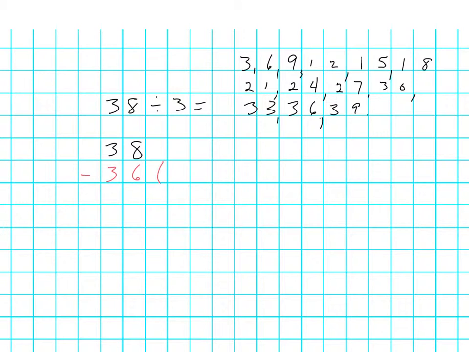And what did we do to 3 in order to get this 36? We multiplied it by 12. So, 3 times 12 makes 36. We take 38, we subtract 36, leaves us with 2. So that means our answer is going to be 38 divided by 3.